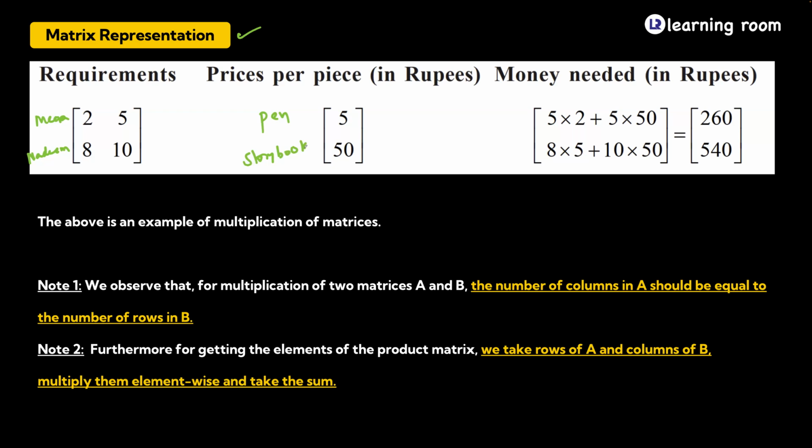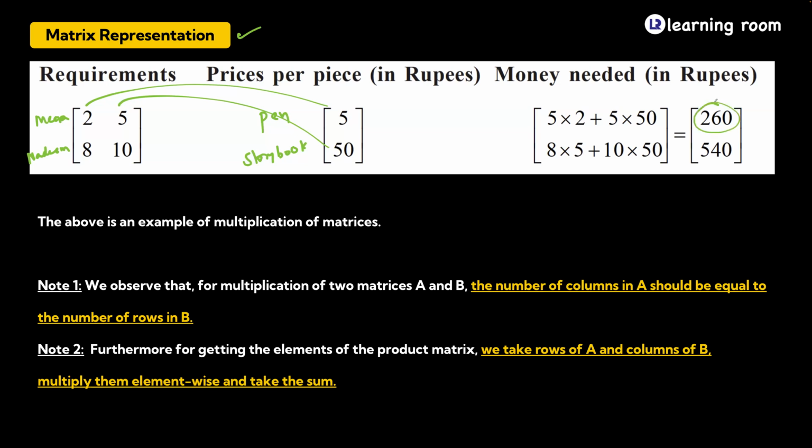Now, how did we get the answer of 260? What did we actually do? We took this 2 multiplied with 5. We took 5 multiplied with 50. The sum of these two gave us the answer of 260. Right? What did we do? Take this 2 and multiply with 5. Take this 5 and multiply it with 10. Right? And you add them. When you add them, you got the number 260.